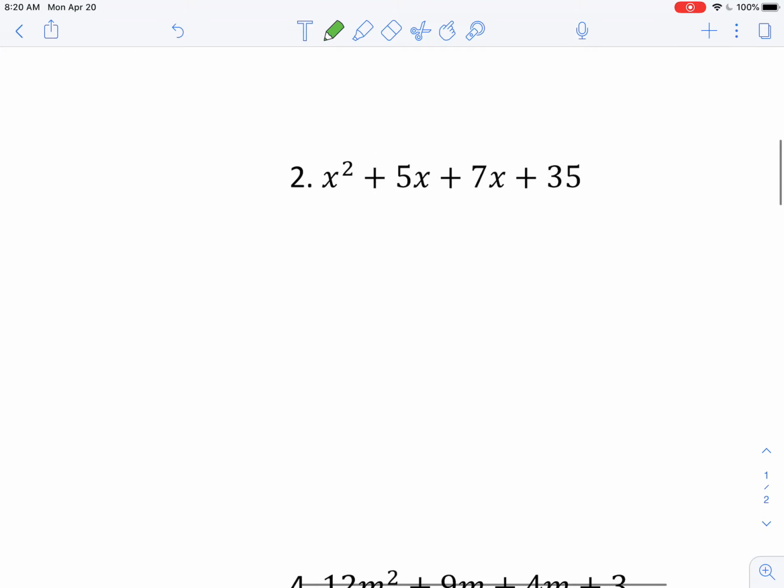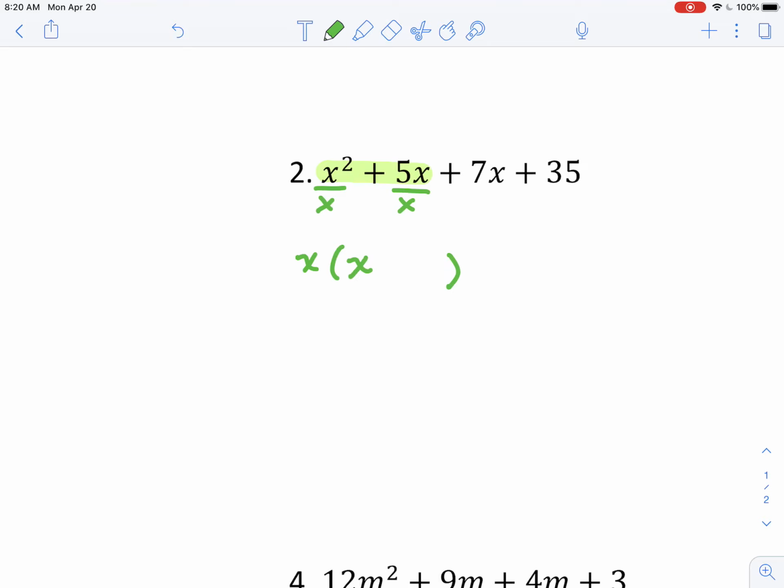Okay, take a look at question number 2. Again, we have 4 terms, so we have to factor by grouping. I'm going to start with just the first 2 terms. When I look at the first 2 terms, the greatest common factor here is just an x. Each of the terms have an x that I can divide out. So I'm going to factor out that x by dividing and put my leftovers in parentheses. x squared divided by x is x, plus 5x divided by x is 5.